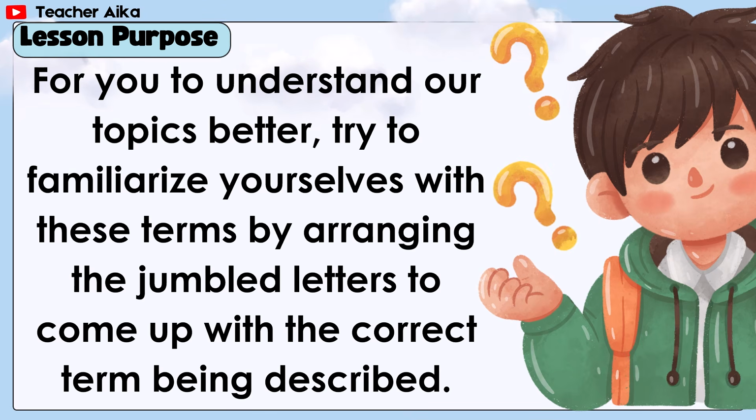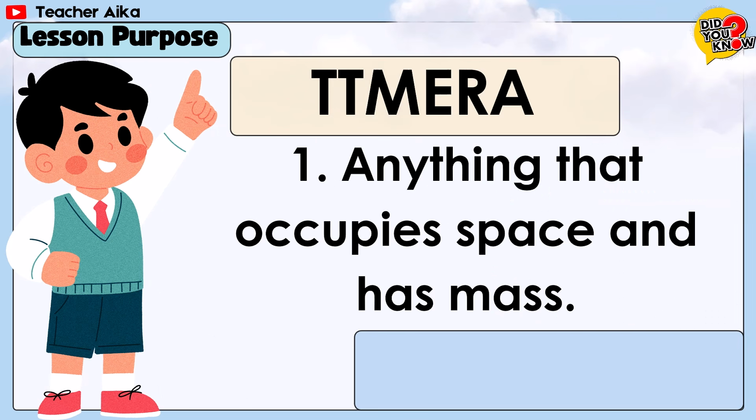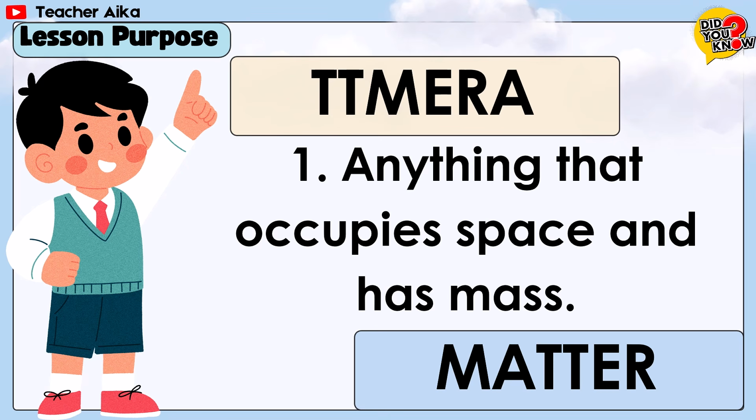For you to understand our topics better, try to familiarize yourselves with these terms by arranging the jumbled letters to come up with the correct term being described. Number 1. Anything that occupies space and has mass. The answer is matter. Matter.